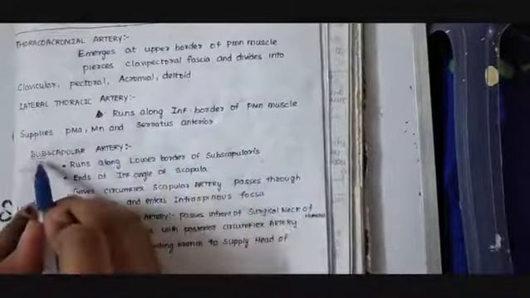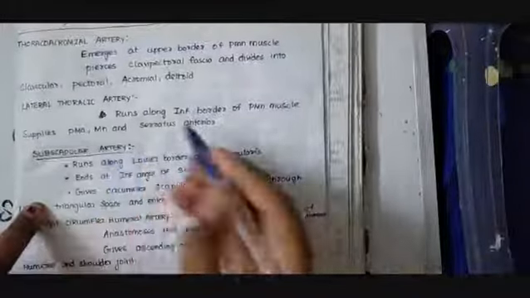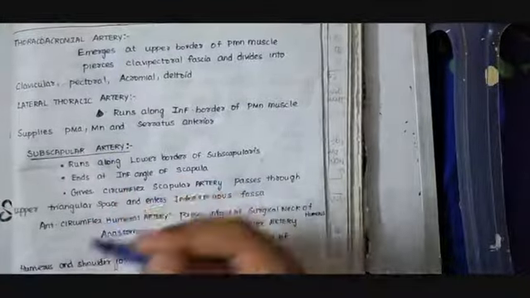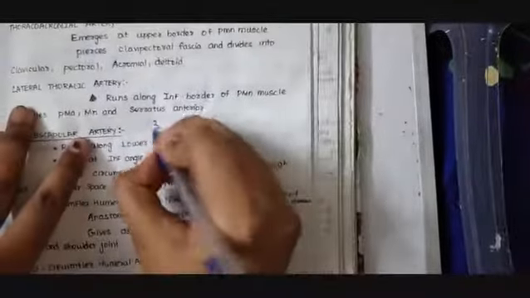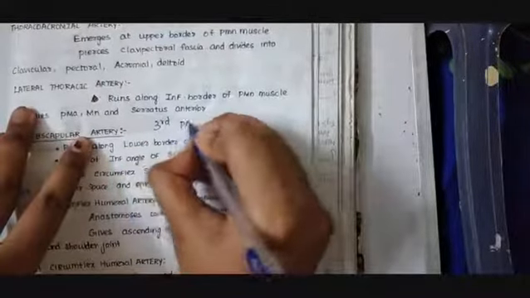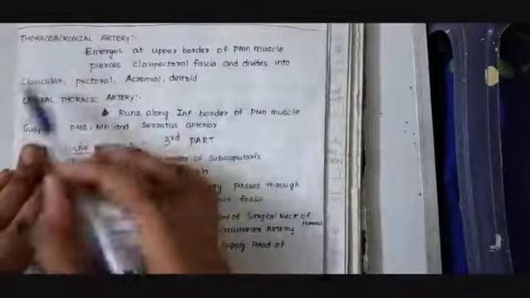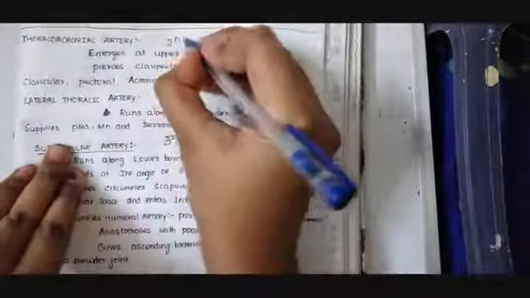Now let us go with the subscapular artery. This subscapular artery, anterior circumflex humeral artery, and the posterior circumflex humeral artery: these three arteries are the branches from the third part of the axillary artery. Okay, previously we have discussed two arteries, namely the thoracoacromial artery and the lateral thoracic artery, which are the branches from the second part of the axillary artery.